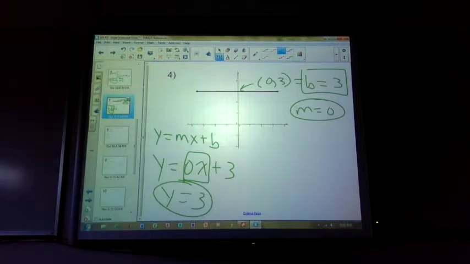Okay? The slope is 0. We don't have to, 0 times x is 0. You could keep it as y equals 0x plus 3. That's totally fine. But realize y equals whatever that numeric value would be. That's how you work it.